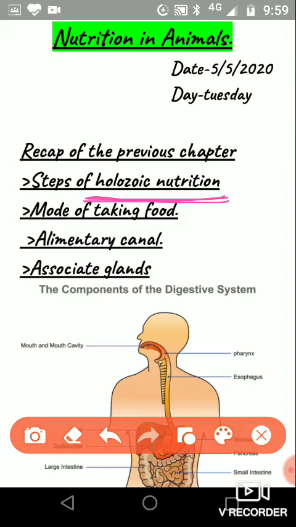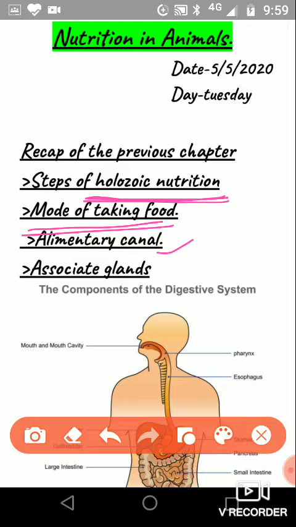Then we have the mode of taking food. We learned how different organisms take their food. What is their mode to take the food? Like human beings, they hold their food in their hand and then put it into the mouth. So there are different ways to take the food in different organisms.